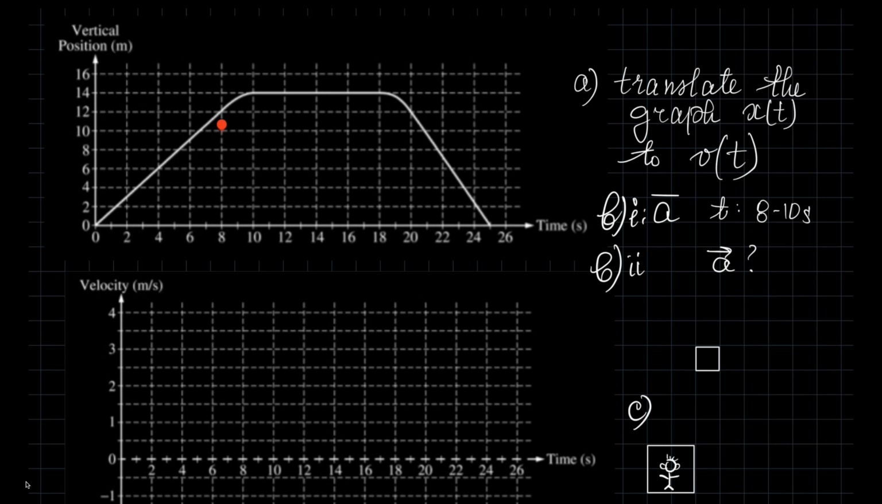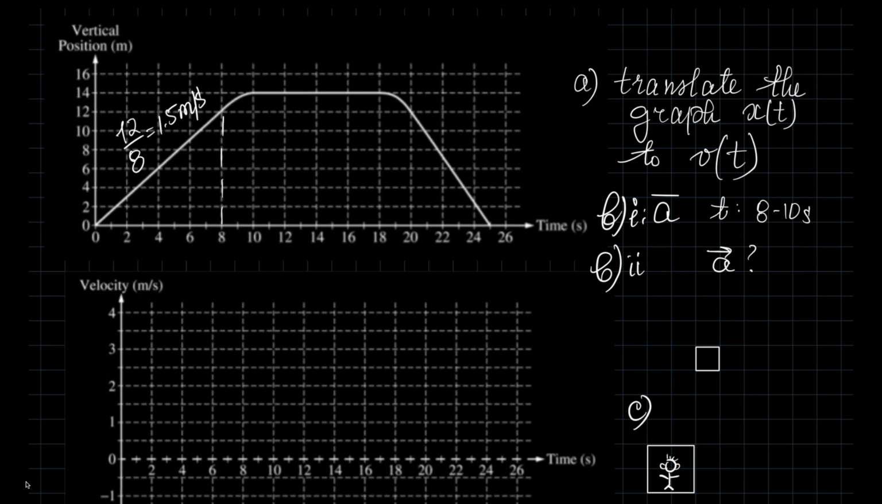In the first, I would say 8 seconds, we have a consistent slope that is positive. So we are moving at a constant velocity, and we can actually calculate that velocity if we know the slope. This goes from 0 to 12 meters in 8 seconds. So that's 12 over 8, that's 1.5. So for the first 8 seconds, we're going at 1.5 meters per second.